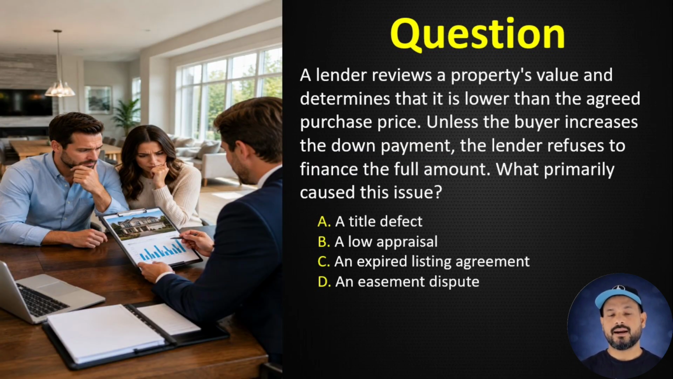Question number 7. A lender reviews a property's value and determines that it is lower than the agreed purchase price. Unless the buyer increases the down payment, the lender refuses to finance the full amount. What primarily caused this issue? A. A title defect, B. A low appraisal, C. An expired listing agreement, D. An easement dispute. Correct answer, B. A low appraisal. Lenders base loan amounts on the appraised value, not just the contract price.